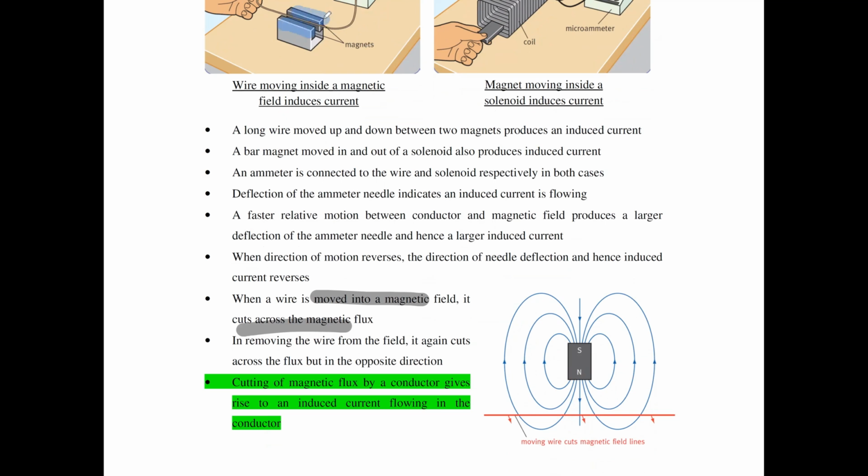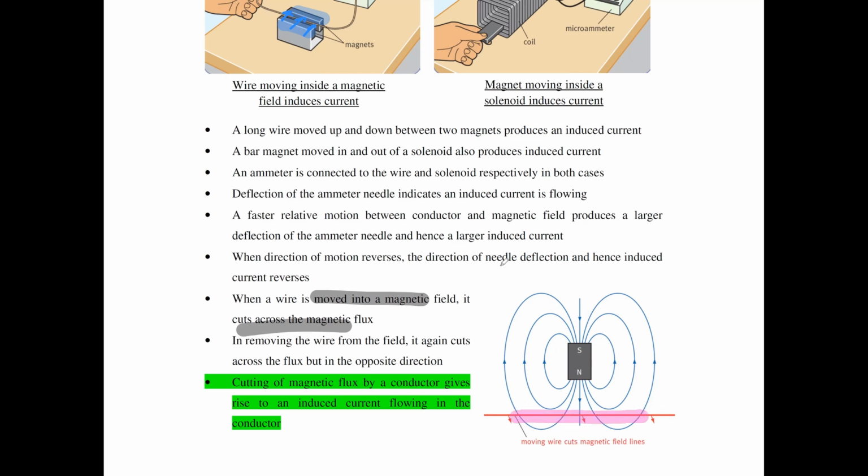So these were your magnets, isn't it? So the magnets actually had their own magnetic field, like this. So as your wire moved in and out, it was actually cutting across the magnetic flux or magnetic field lines. So the diagram that you see here is actually showing you something like that. Your wire, as it moves, is actually cutting across your field lines or flux lines.